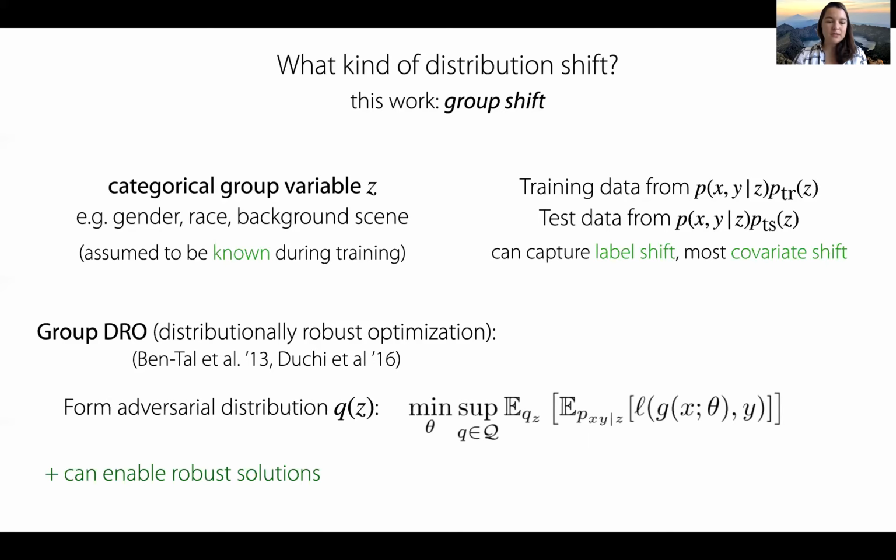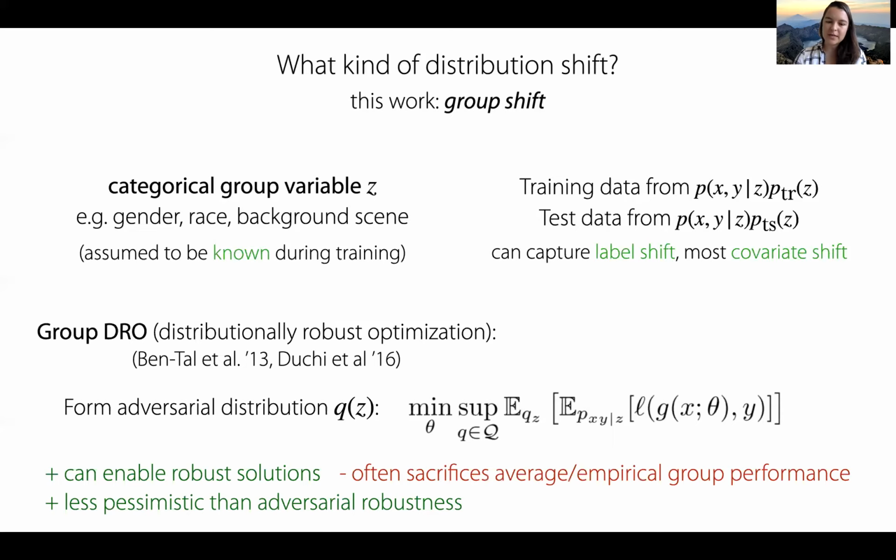The benefits of this approach are that it can enable robust solutions amidst group shift, and is also less pessimistic than adversarial robustness, because you're constraining the shift to be with respect to this categorical group variable rather than considering a wider range of shifts, such as changing pixels, for example. But the downside of this approach is that it often sacrifices average and empirical group performance. It often is still somewhat pessimistic with respect to the group that you may see at test time.